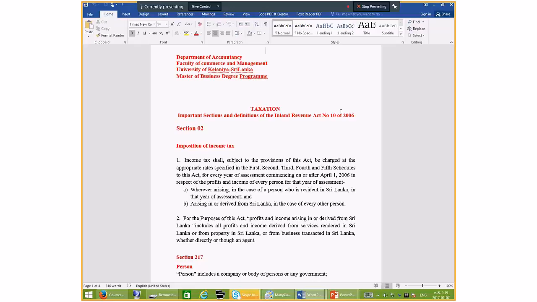Any extraordinary income consists of a lot of words, and those words have different meanings. In taxation, some words are defined one way, and in another act, the same word is defined another way. The Agriculture Act defines agriculture in some way, and the Inland Revenue Act defines agriculture in another way, and therefore we must have some understanding about the definitions and also the imposition of the taxes.